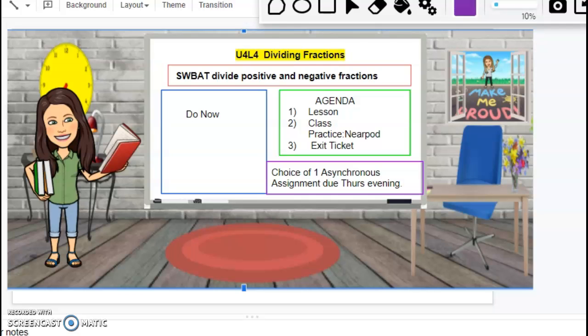Unit 4, Lesson 4, Dividing Negative Fractions.